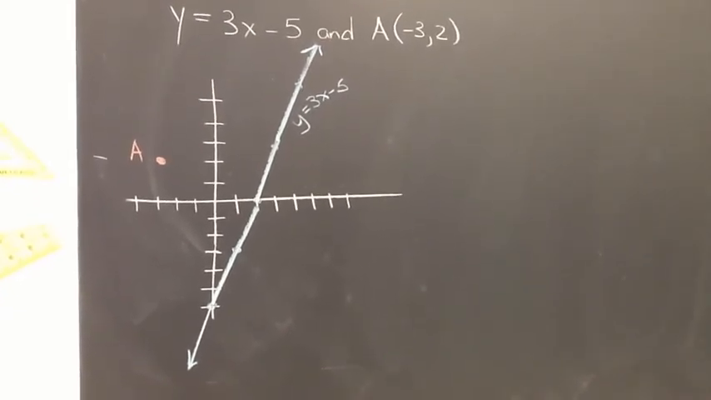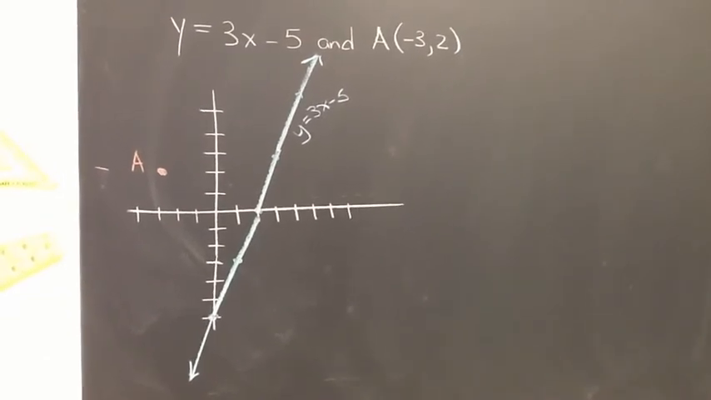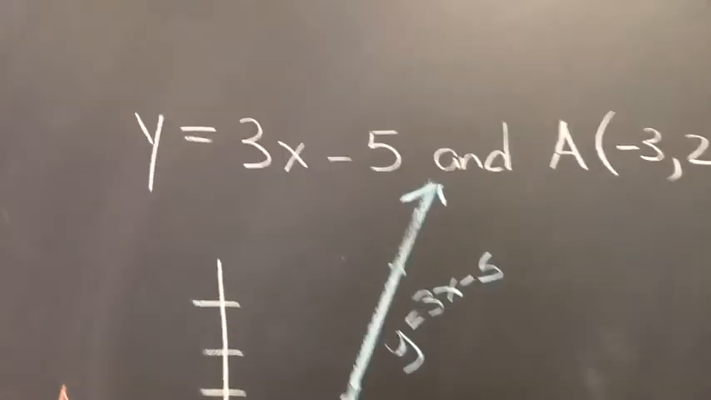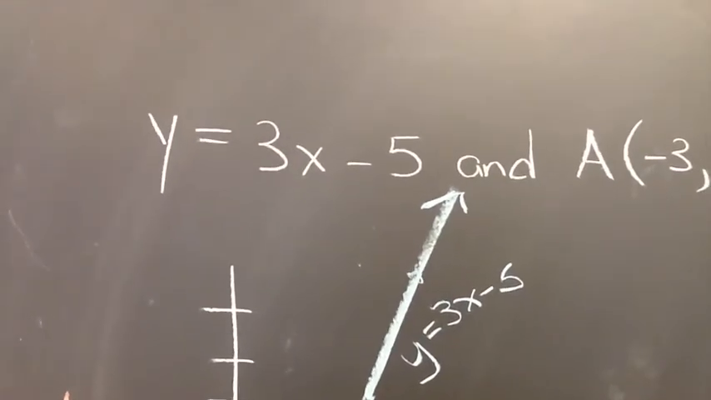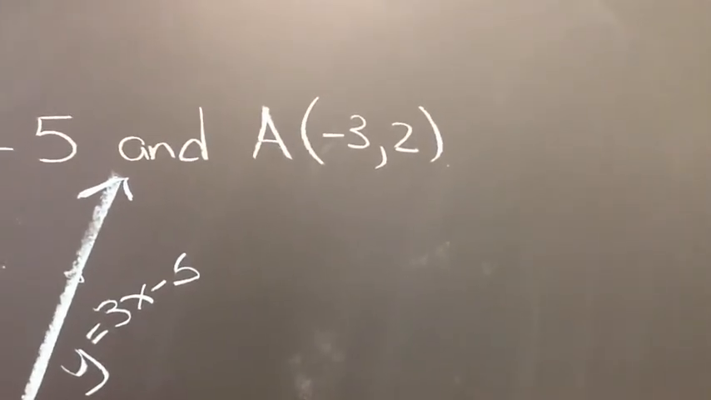and that is what's going to answer our question. So first things first, let's find the perpendicular equation to y equals 3x minus 5. And it has to pass through the point A at negative 3, 2.